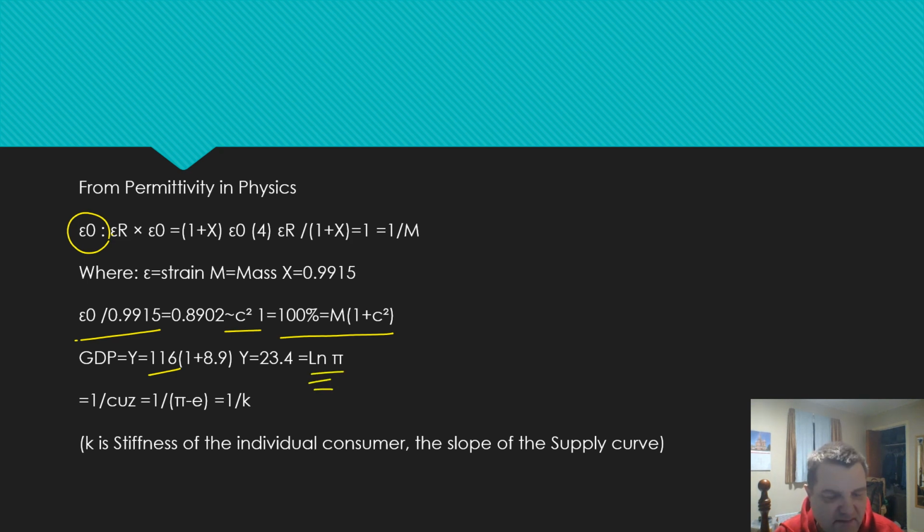That ln of pi comes back from that first figure we showed you at the beginning of the talk, where when time is equal to pi is a critical point. 1 over q's is equal to 1 over pi minus e equals 1 over k. K is the stiffness of an individual consumer, the slope of the supply curve.